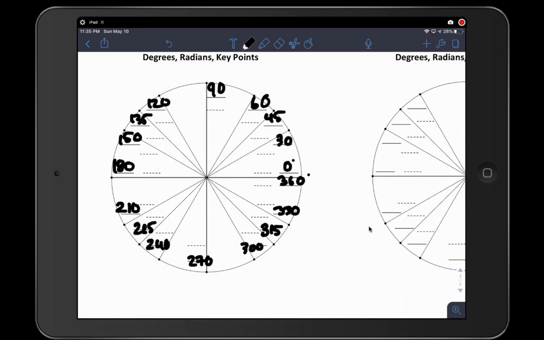Oh, and I would encourage you to put your degree symbols on there. I'm just putting a dot because I'm lazy and I don't want to have to go through and draw a little circle.